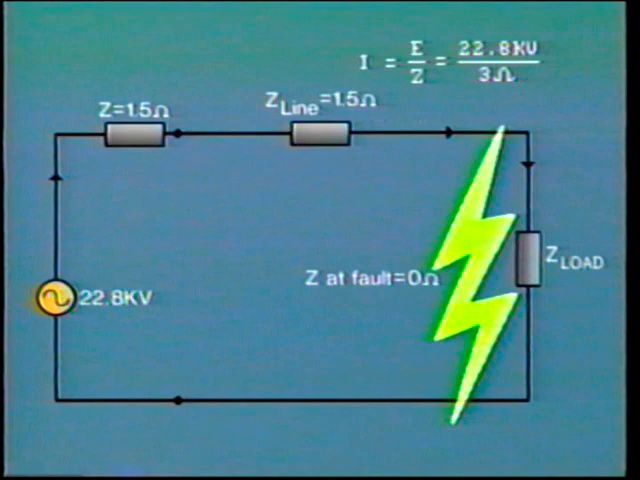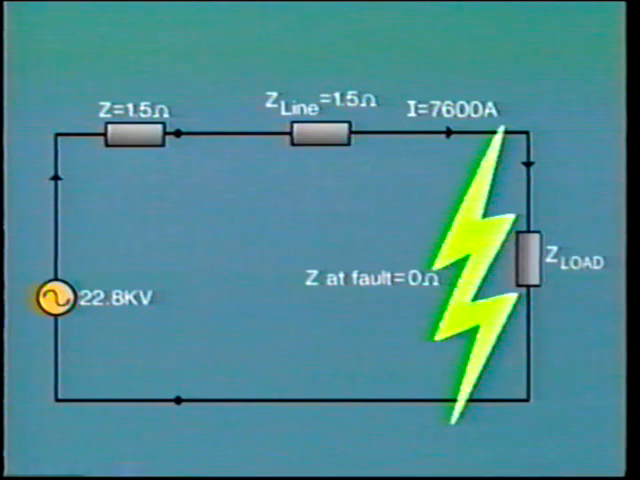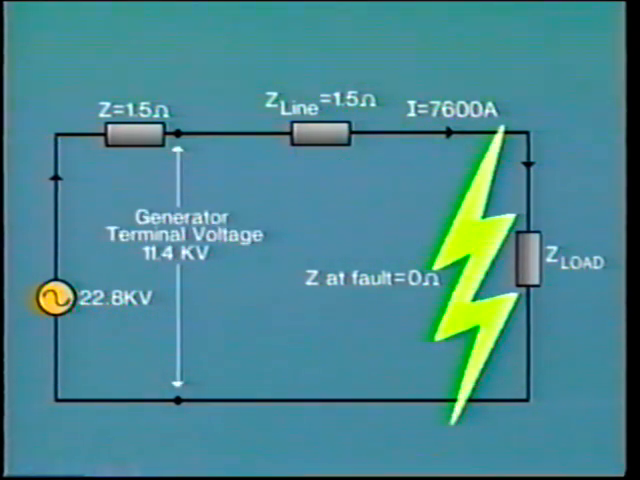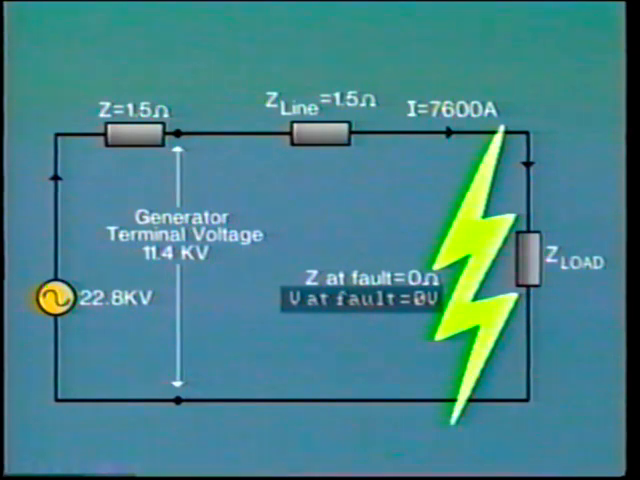The total current circulating through the circuit now equals 22.8 kV divided by 3 ohms, and this comes to 7,600 amps. The voltage drop along the line is now 7,600 amps multiplied by the line impedance, 1.5 ohms, equals 11.4 kV. So the voltage profile is now as follows: internal source voltage, 22.8 kV. Generator terminal voltage is 11.4 kV. Voltage at the fault, 0.